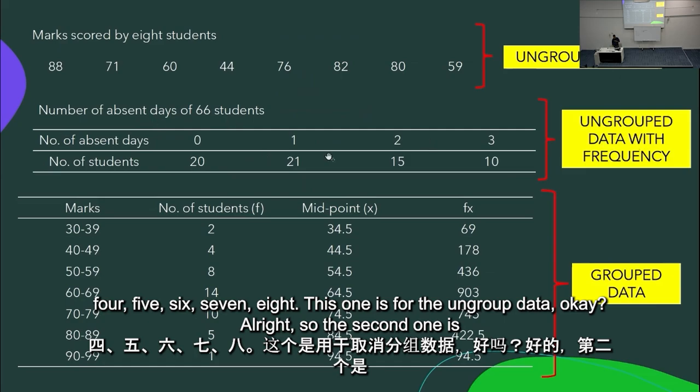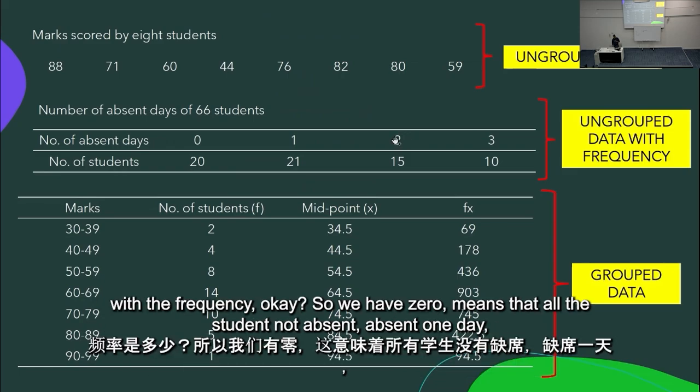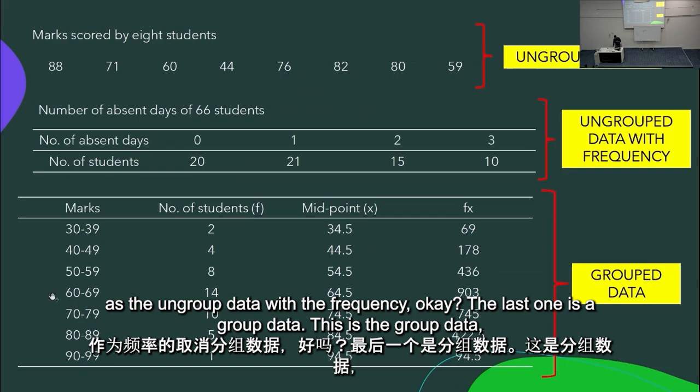The second one is the number of absent days of 66 students. This type of data we call ungrouped data with frequency. We have 0, meaning the students were not absent, absent 1 day, absent 2 days, absent for 3 days. So we have the frequency here.